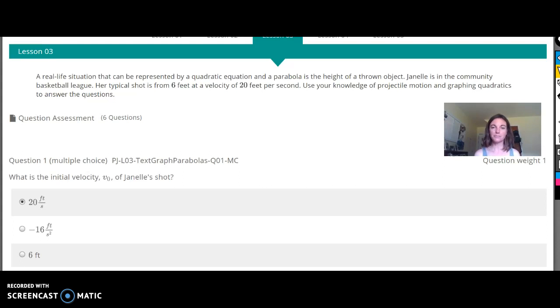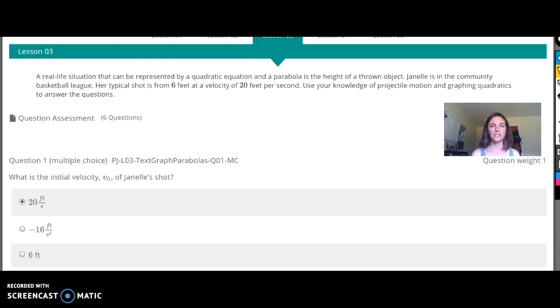And in this project, we are still working on quadratic equations, but we're putting it into a very practical application of a basketball shot and the trajectory that a basketball would follow from the time it left the player's hand into the basket. Okay, so here's our scenario.